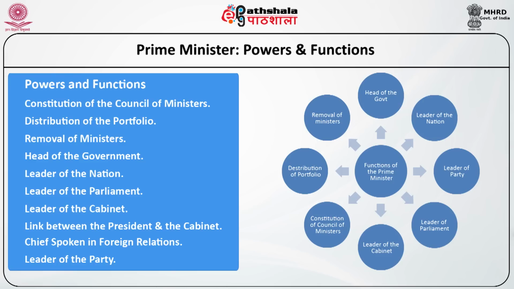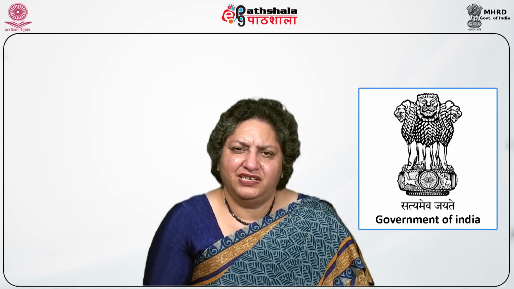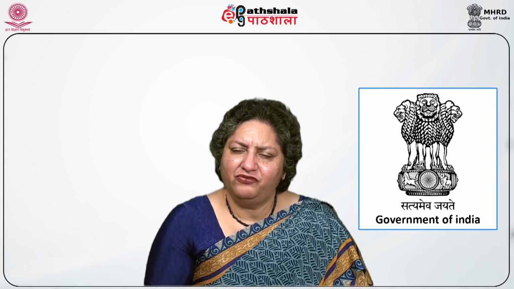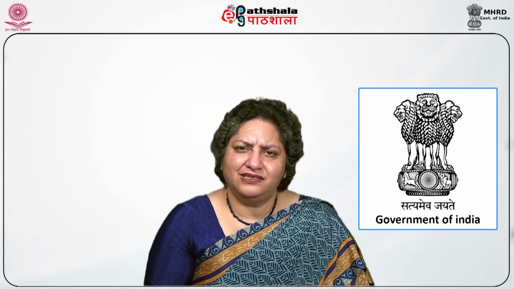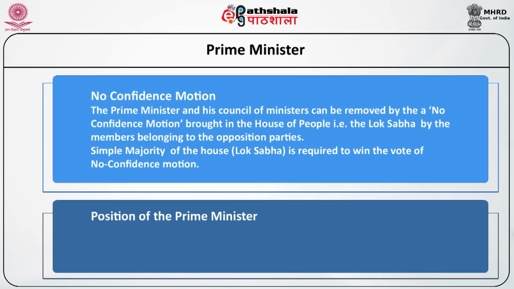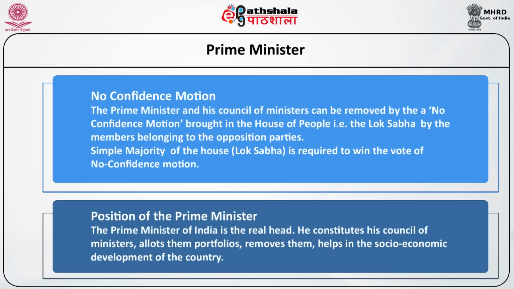He is the official spokesman. Besides all this, he has a role in the socio-economic development of the country. He is the leader of the party. He is the most important figure at the central government level. The Prime Minister of India has a term of 5 years, but he can be removed. In case his Council of Ministers lose the confidence of the Lok Sabha, then the Prime Minister and his Council of Ministers cease to hold office.